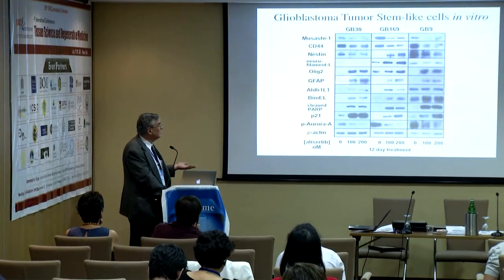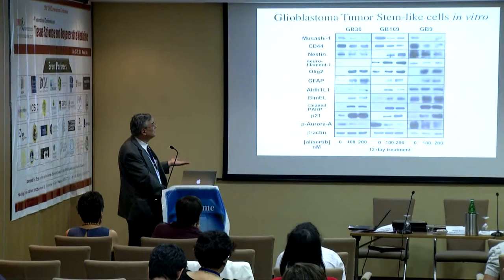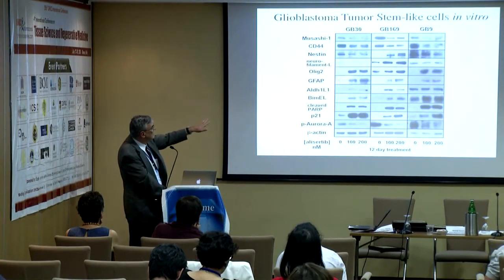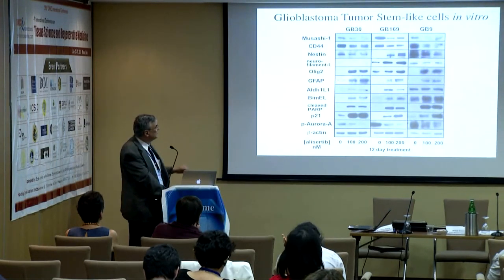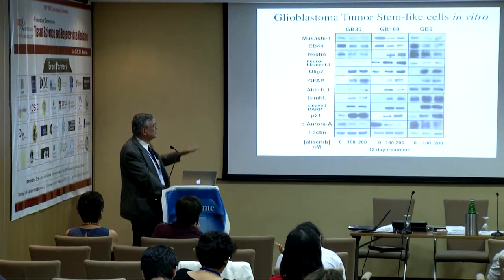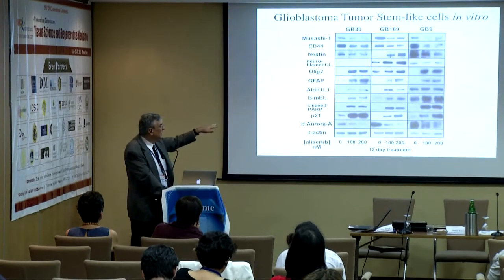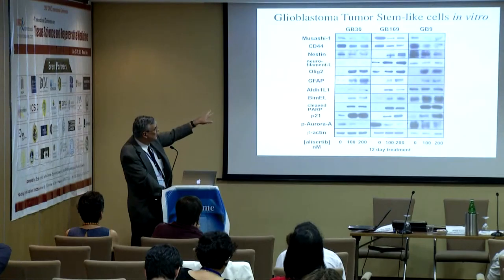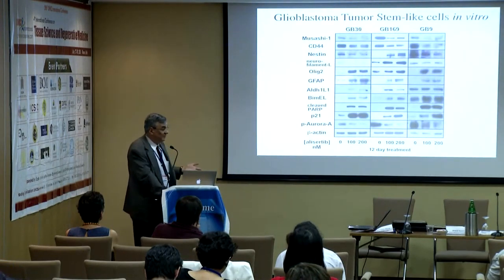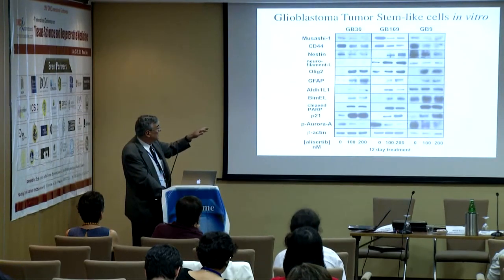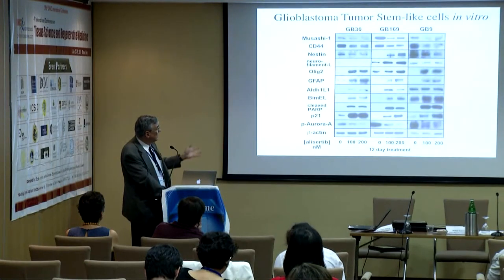So, of course, you can do Western blots to look for the same things. And you can see in these three cell lines that we had sort of a loss of stemness, Musashi, CD44, Nestin in most cases, and an increase in differentiation, GFAP being the astrocytic intermediate filament differentiation. OLIG2 is an astrocytic and oligodendrocyte transcription factor. ALDH1L is also an astrocytic marker. And we also had some apoptosis.